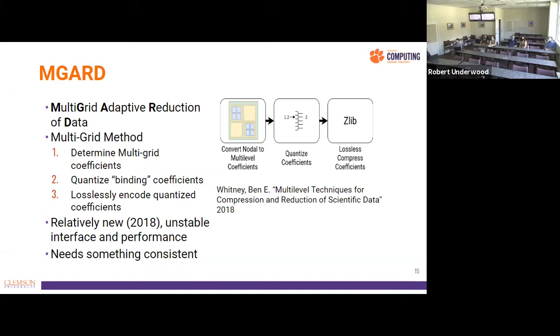Since MGARD was introduced in 2018, it's relatively unstable in terms of its interface. And one of the larger problems with MGARD currently is its performance. So if users want to adopt MGARD to take advantage of the unique error-preserving properties that it has, you need a consistent interface to meaningfully integrate it into an application. And you need some ways to accommodate some of the performance penalties that MGARD has just because it hasn't been optimized yet.